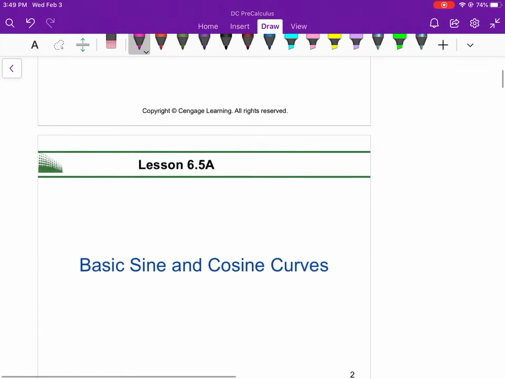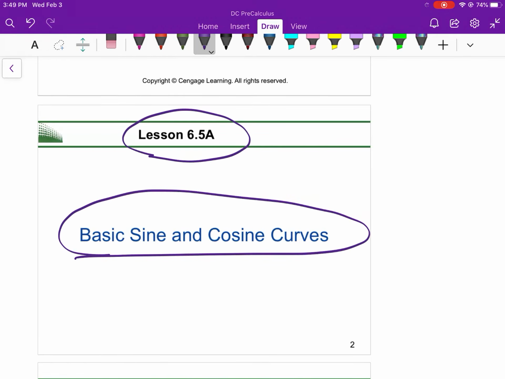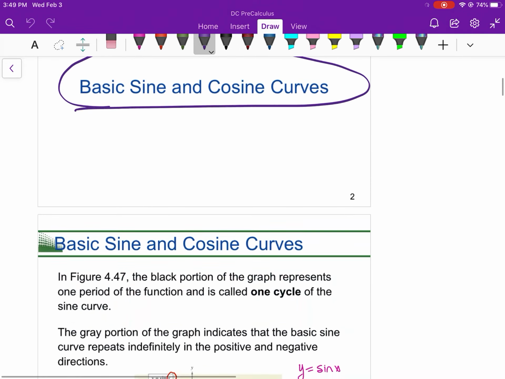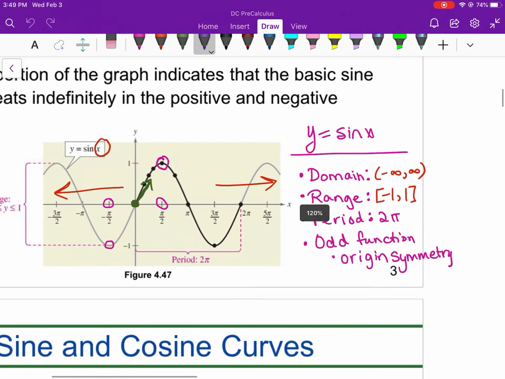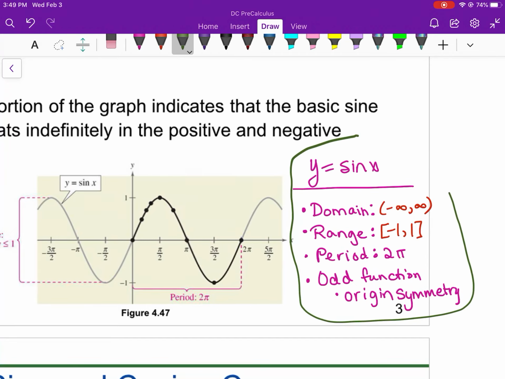We're going to start by graphing basic sine and cosine curves. So we wrote down our heading for lesson 6.5a. And then we added this information to our graphing calculator lab. So we wrote down all of this on our actual lab sheet from yesterday. We talked about the fact that the domain of sine is all reals, because the curve goes to the left and to the right. The range, the lowest value is -1 and the highest value is 1.